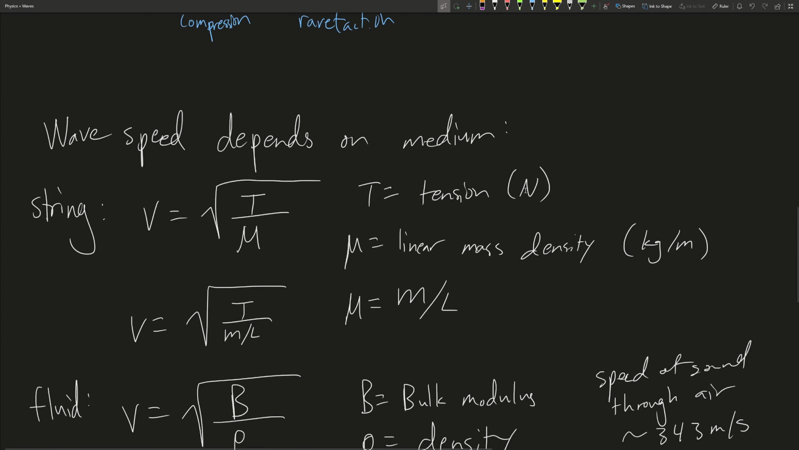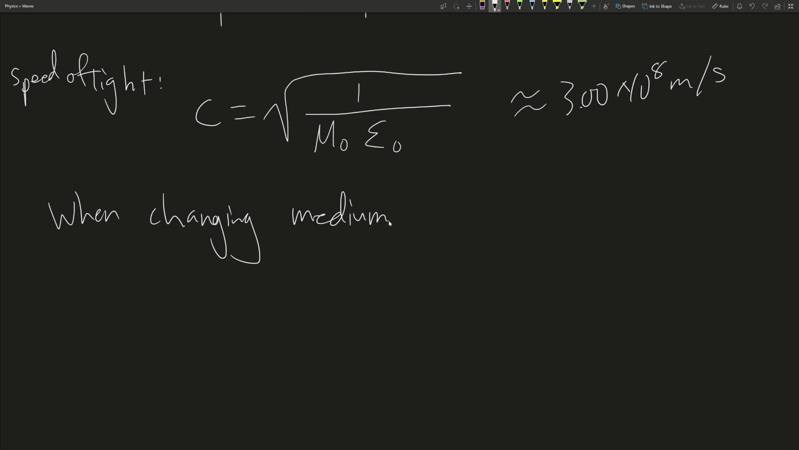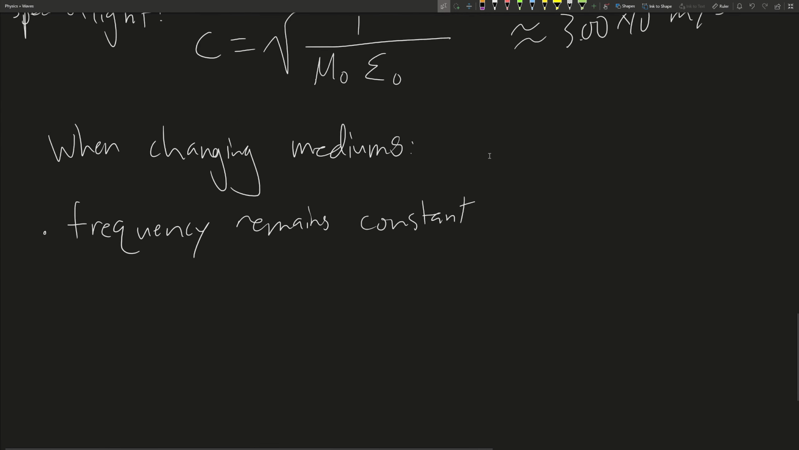Okay, so now that we've found the speeds through different mediums, what happens when a wave changes mediums? Well, when changing mediums, frequency always remains constant. And now you should try to see if you can convince yourself why this is true: why the frequency of a wave must remain constant regardless of what medium it travels through.